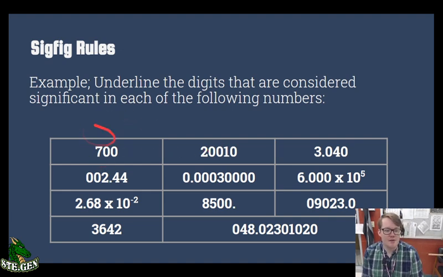All right, starting up here at the top left, we have 700. 7 is obviously significant, and then the zeros afterwards, there is not a decimal at the end. There is not another significant figure at the end, so those zeros will be irrelevant. They are not significant to our calculation. So this would have 1 sig fig. It would just be the 7.